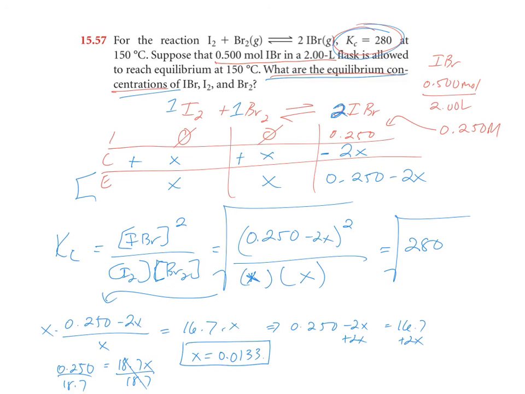And now we plug that in. So here, 0.0133 molar is that x. 0.0133 molar is this x. You plug it in here and get 0.223 molar for that one.